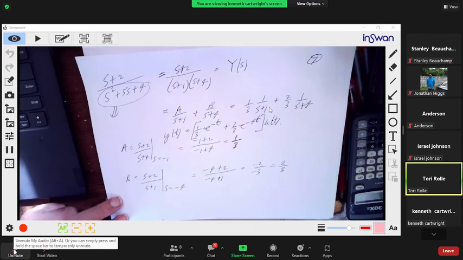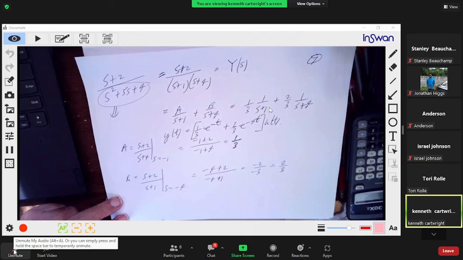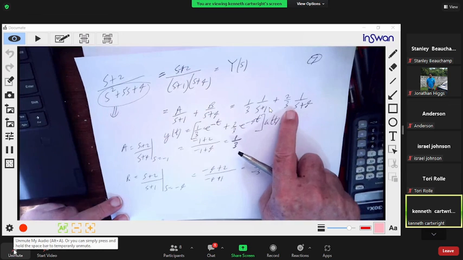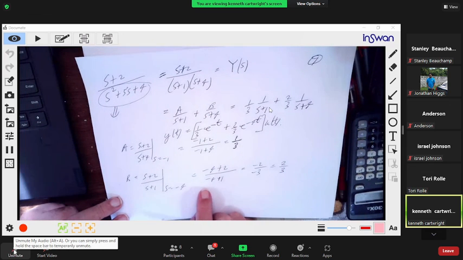Hey, Dr. Cartwright, would it matter if I just happen to have the A and B mixed up? Absolutely, it would matter. It still would have been the same answer? No, it wouldn't have been the same function. If you had A and B mixed up, then this would be 2/3 and that would be a third.